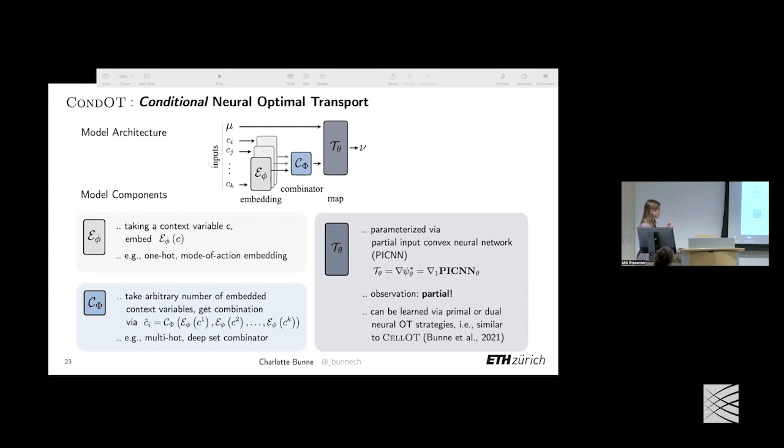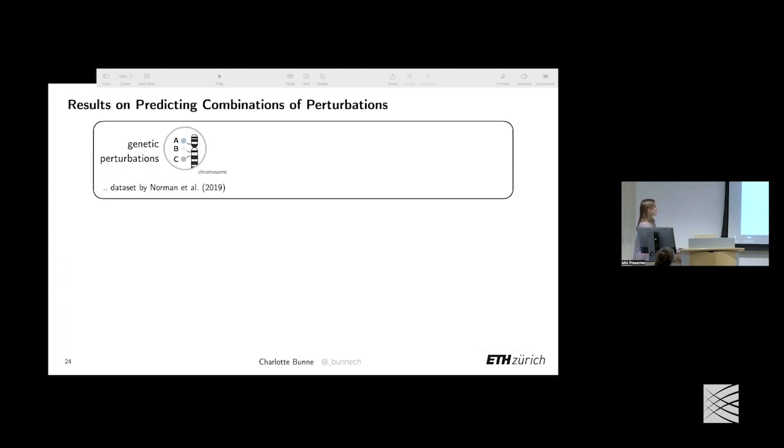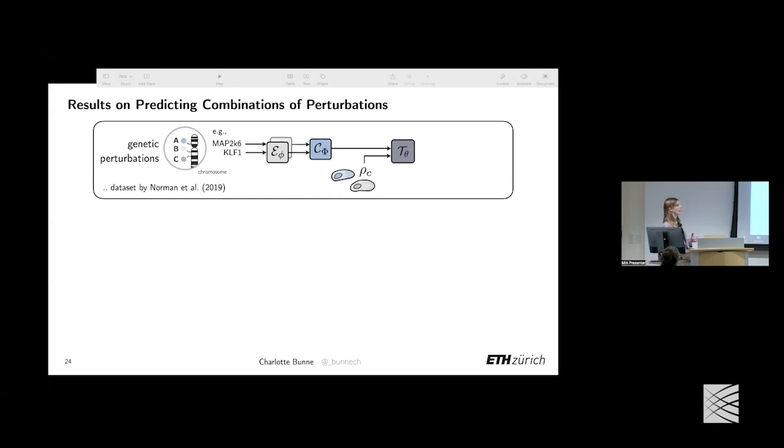So this is something we need to learn as well. And so now we tested it on a Perturb-Seq data set using the methods Oana introduced. This is a data set from Norman et al., published in 2019, I think a follow-up work to the initial work of Dixit. We have genetic perturbations, so genetic knockouts, which we pass into the embedding module, combine into a joint embedding, and then pass to the Monge map, as well as passing the input samples.